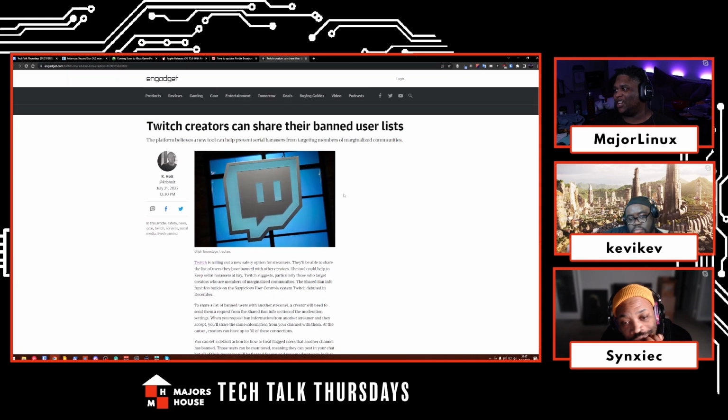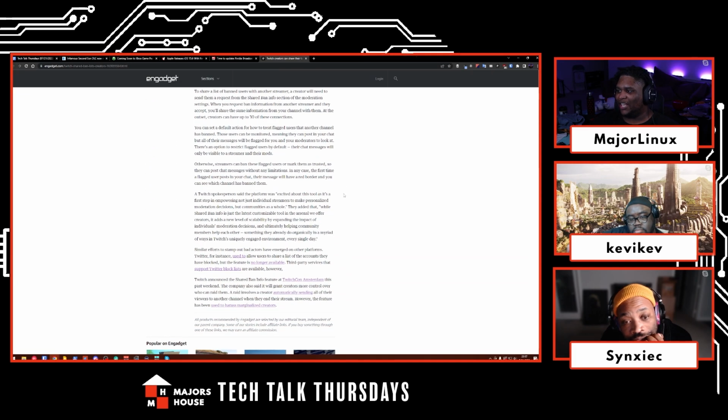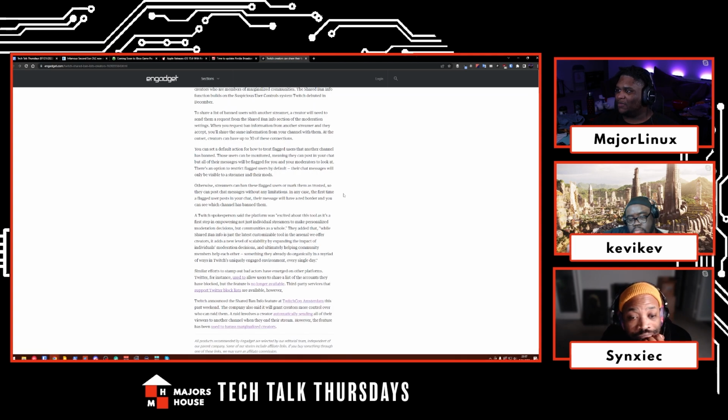Twitch creators can now share their banned users list. To share a list of banned users with another streamer, a creator will need to send them a request from the shared banned info section of the moderation settings. When you request banned information from another streamer and they accept, you will share the same information from your channel with them. At the outset, creators can have up to 30 of these connections.